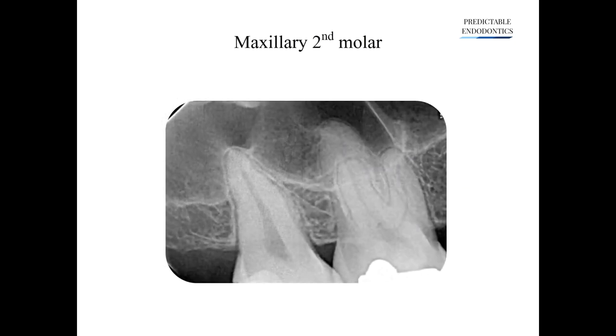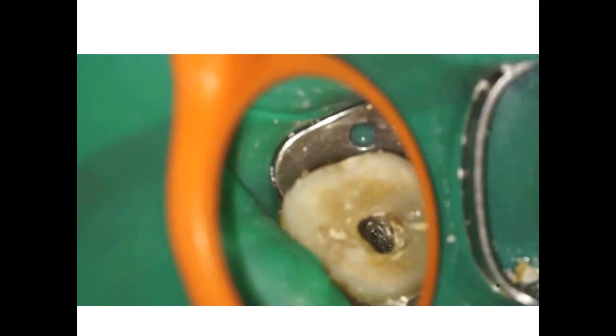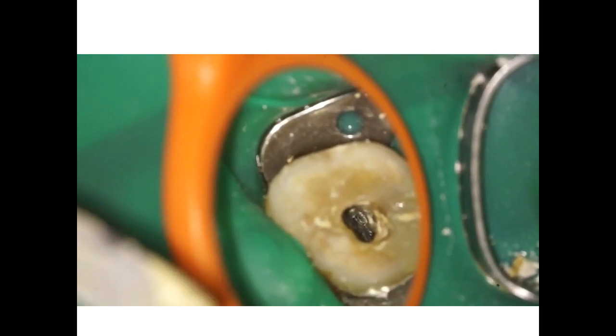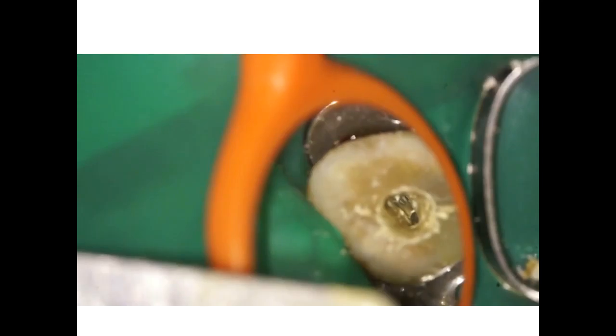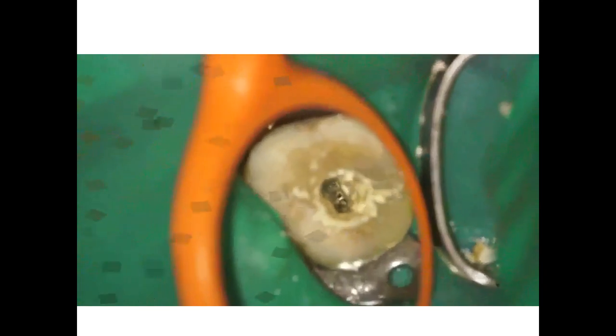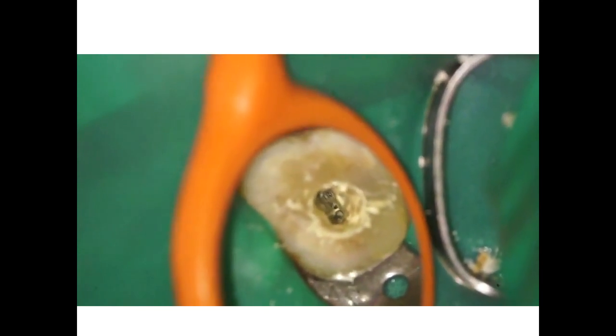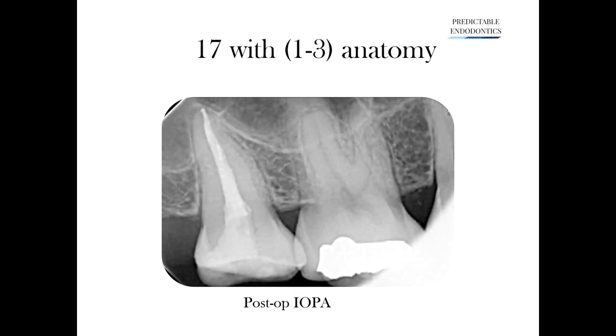What appears here as a single straight canal in this maxillary second molar is actually one canal from the orifice and splitting into 3 portals of exits in the apex. These canals are virtually not handleable without good magnification and adequate armamentarium. That's the post-operative radiograph of this case.